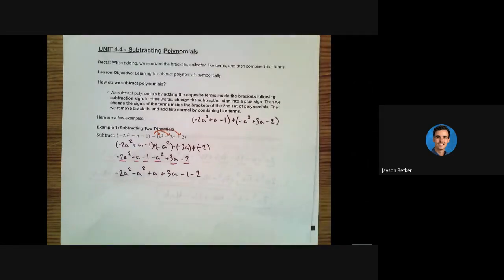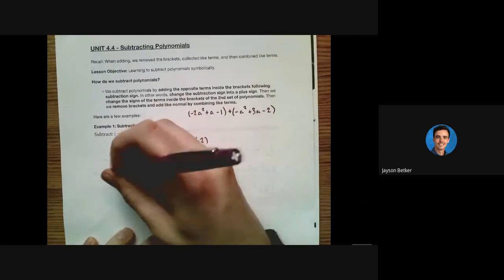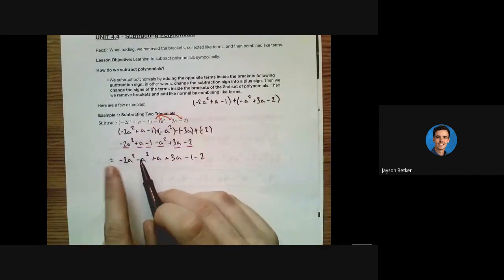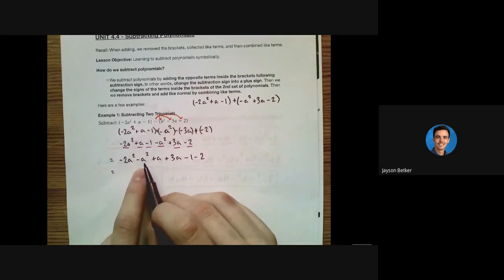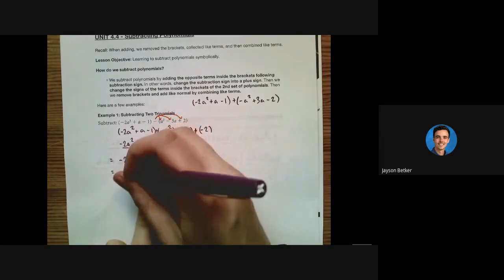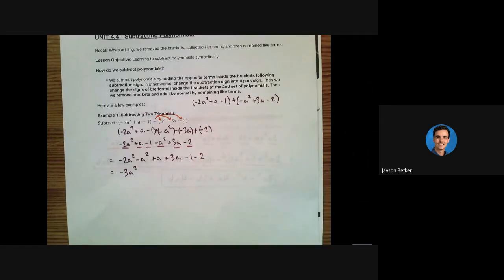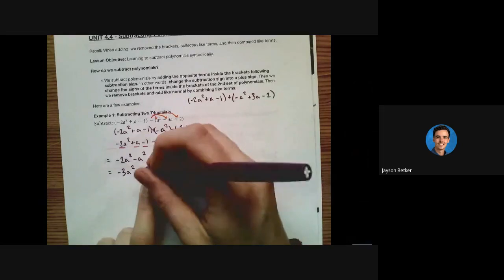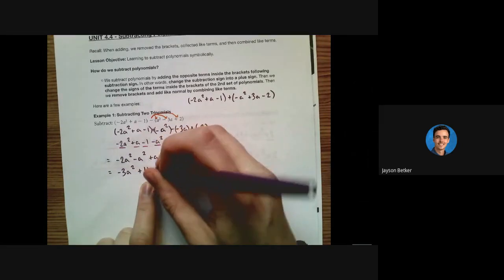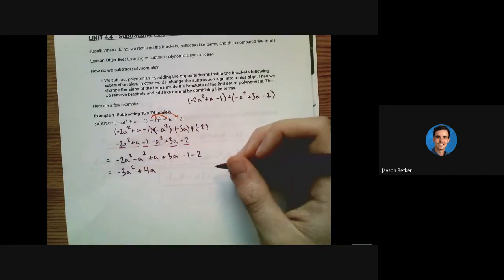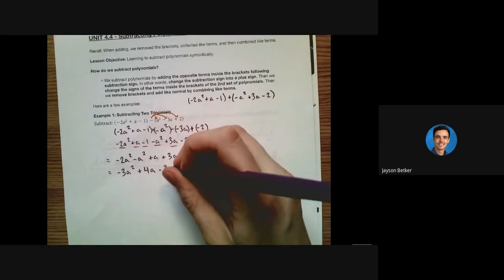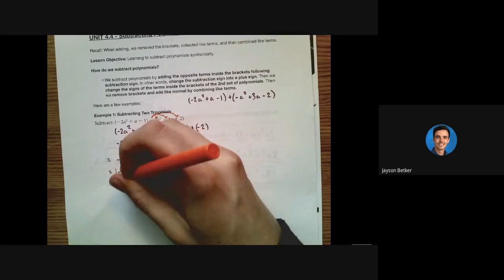So our last step is to just do our actual subtraction or addition. -2 minus 1 gives us -3a squared, and plus a plus 3a should give us 3 plus 1 should be 4, so plus 4a, and then -1 minus 2 gives us -3. So there's your final answer.